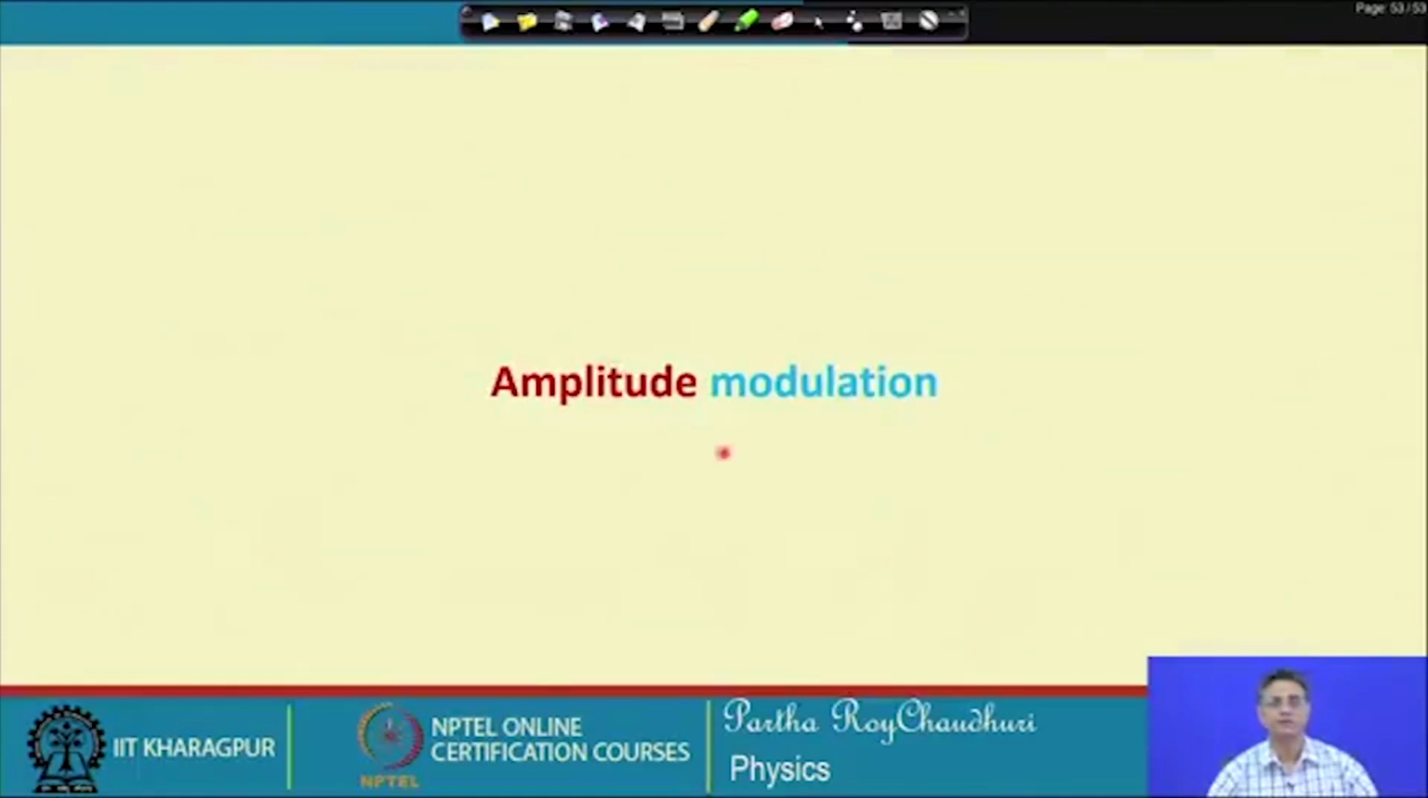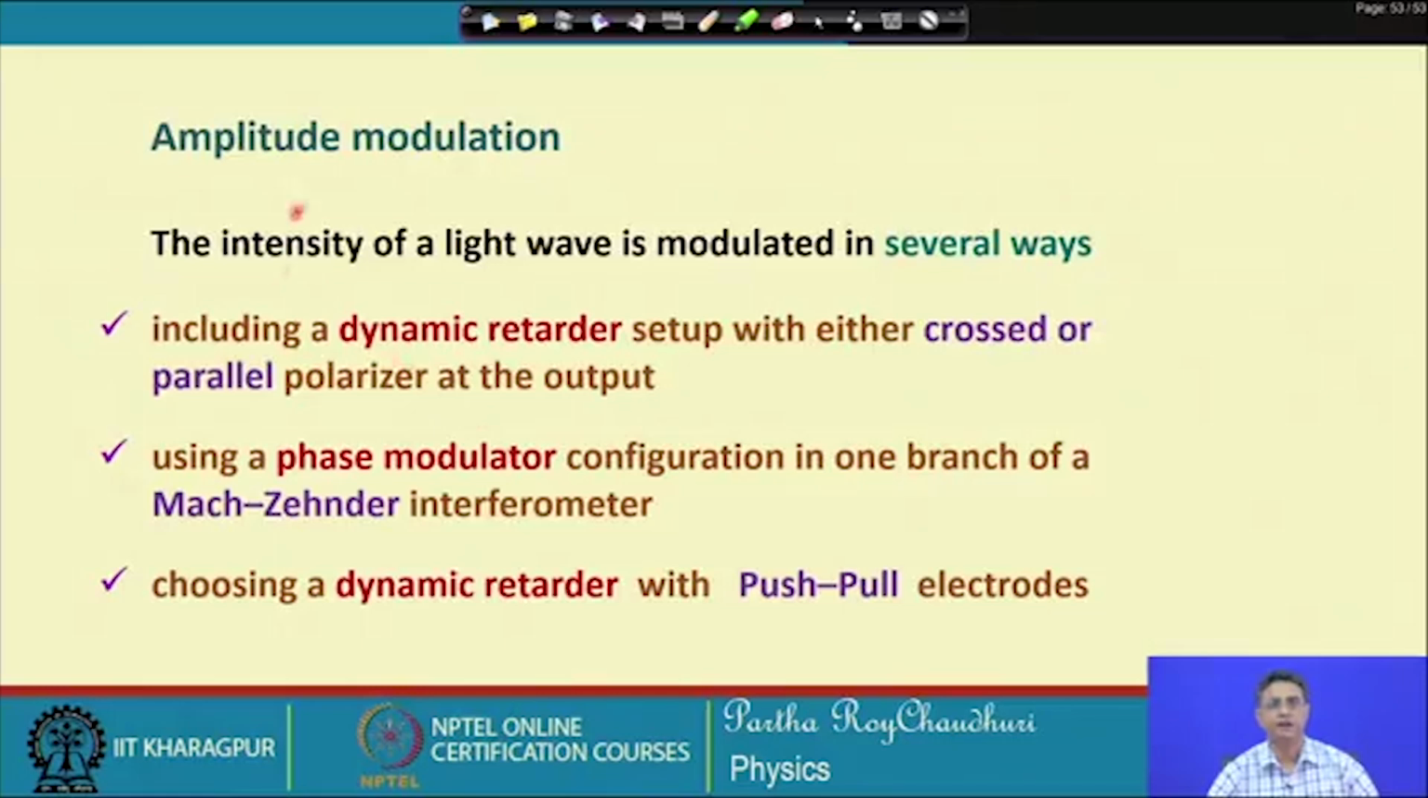Now, we will discuss amplitude modulation and how we can make use of this configuration of the polarizer, analyzer and the crystal, in the case of longitudinal or transverse, to get the intensity of the light modulated by the external electric field. The intensity of a light wave is modulated in several ways, using a dynamic retarder setup with a crossed polarizer, which is the most popular and most common technique to implement intensity modulation or amplitude modulation.